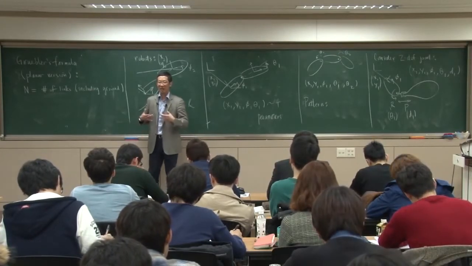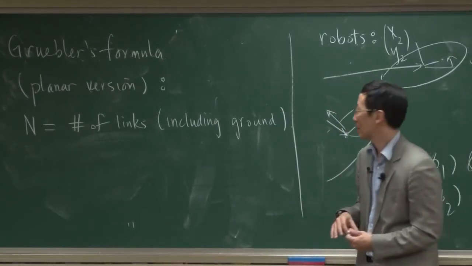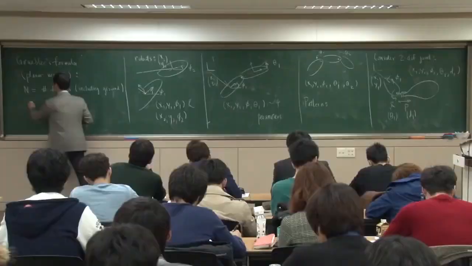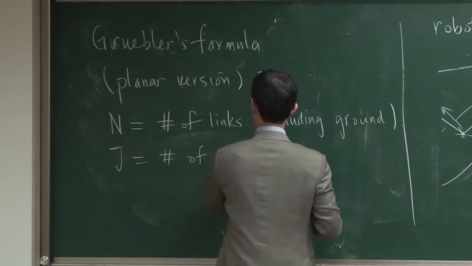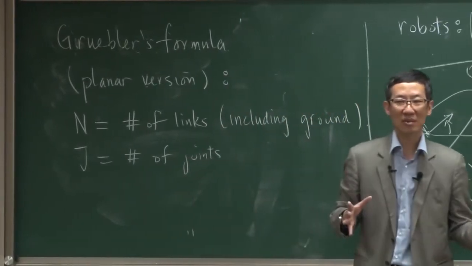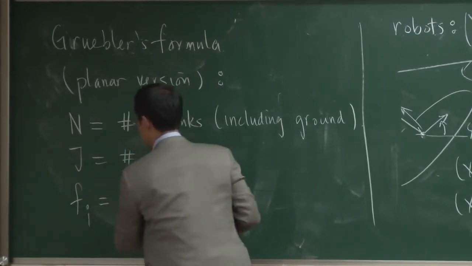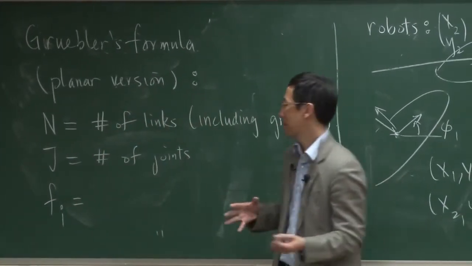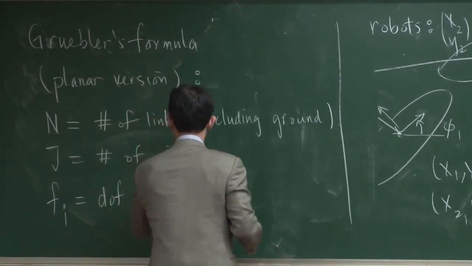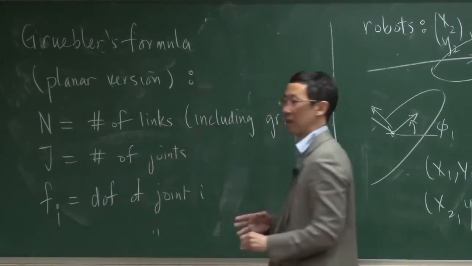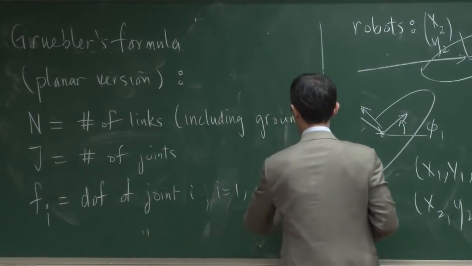I didn't make up the rule. That's how it's been, so that's what we're going to go with. So number of links includes ground. J is the number of joints. Now we can have different types of joints, so let's say that f sub i is the degrees of freedom, DOF, of joint i, with i from 1 through J.